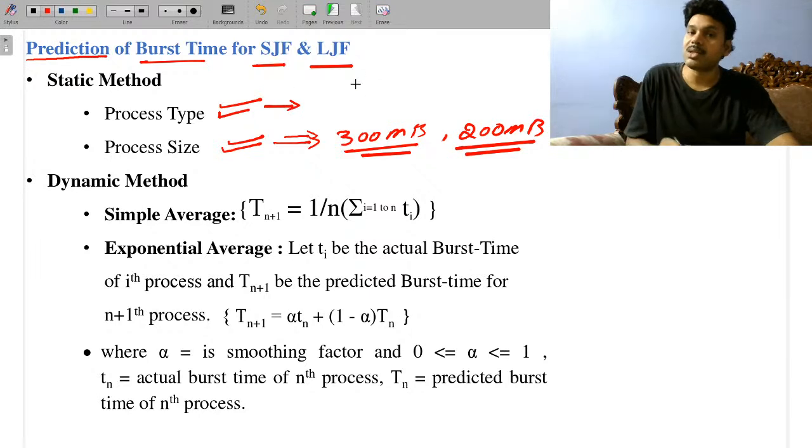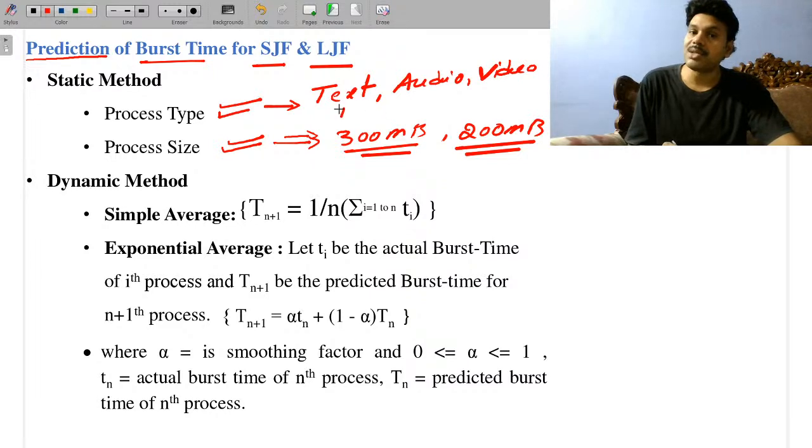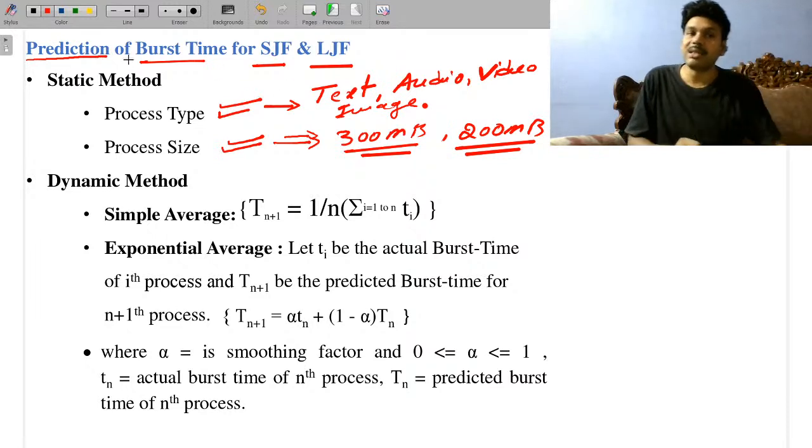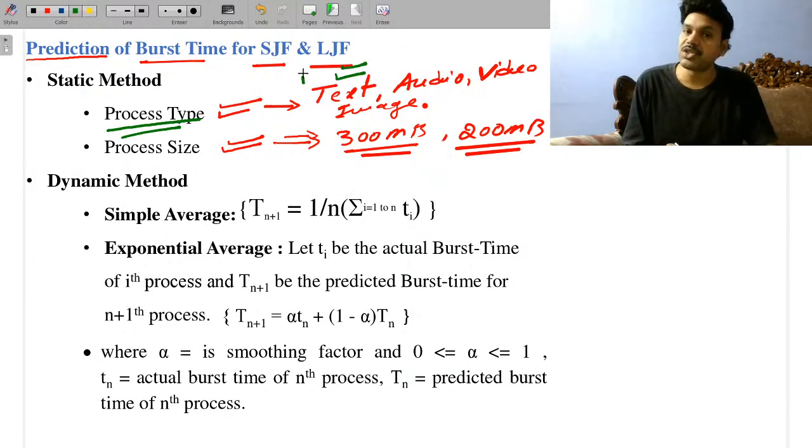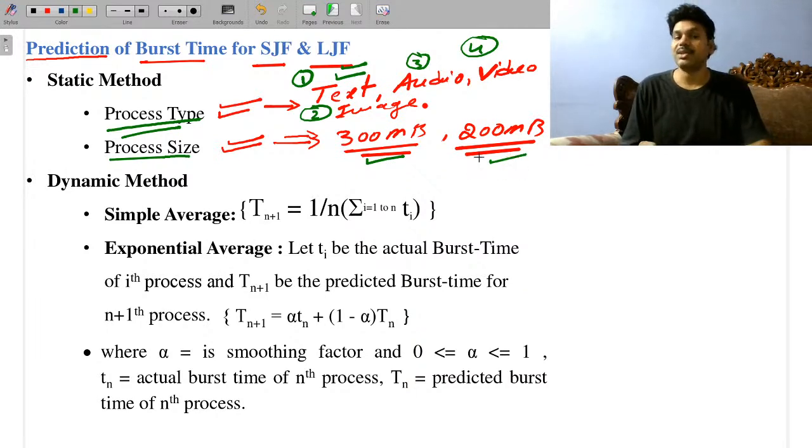Or based on the process type: if it is a text process, it's small. If it is audio, it is small. If it is video, it is bigger. If it is an image, it is also bigger than text. So based on the process type also, you can decide whether it is a shorter job or a longer job. Text is the first shortest, image is the next shorter, audio is the next, video file is the highest one. Otherwise, process size, in KB or MB, you decide which has the shorter.